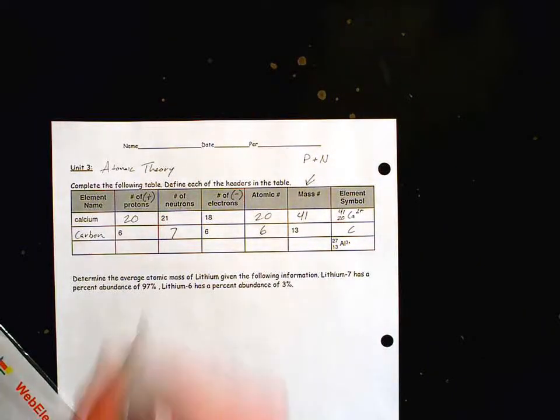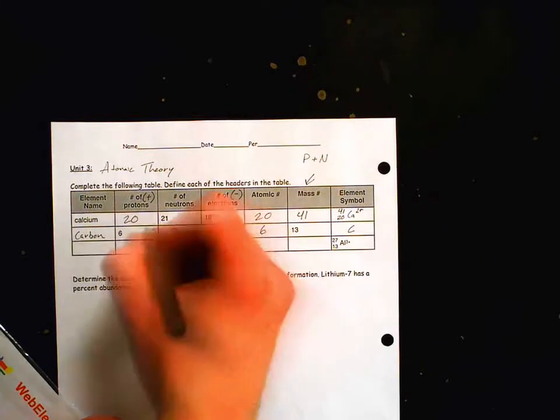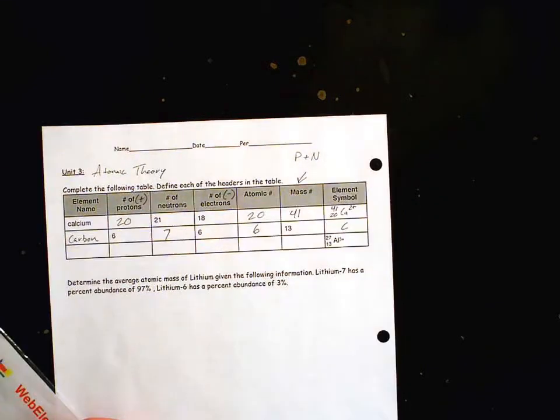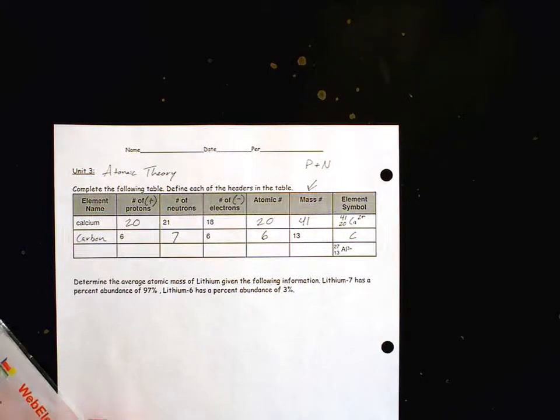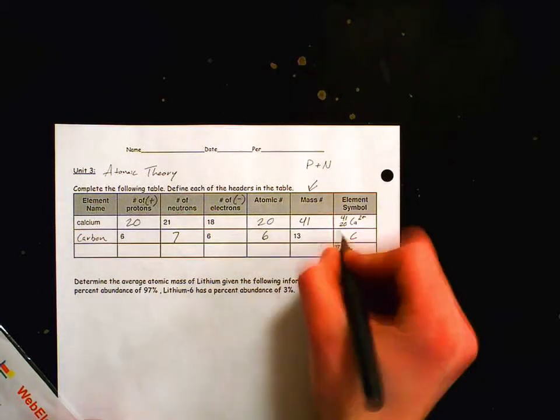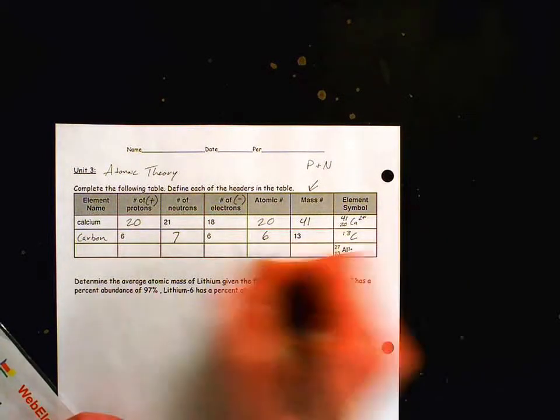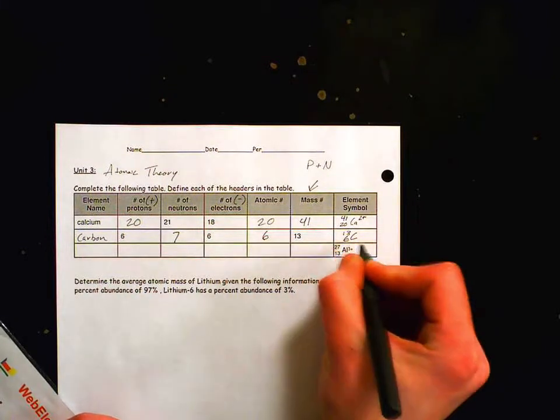Okay, so continuing on, we figured out the number of neutrons is 7 for carbon. Now we just have to write the element symbol. So once again, we look at the mass number that goes on top, and the atomic number goes on bottom.